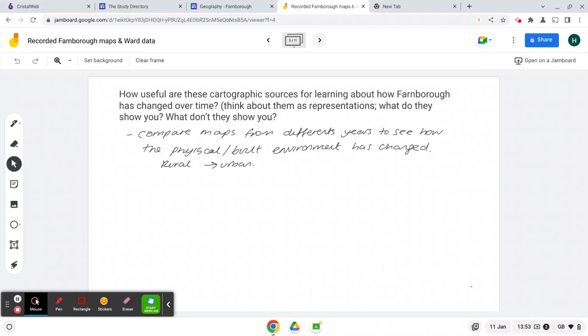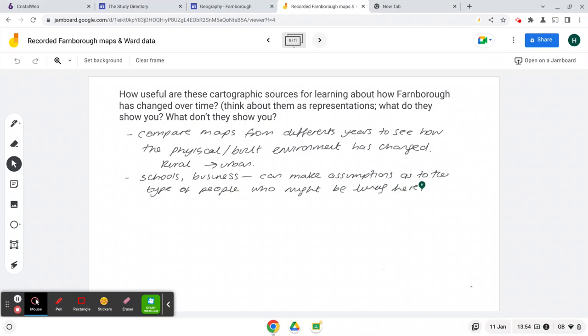We can also use these maps to infer what type of people might be living here. So we've got different schools, we've got the businesses. You can make assumptions as to the type of people who might be living here. So again, that links to the character of the place.